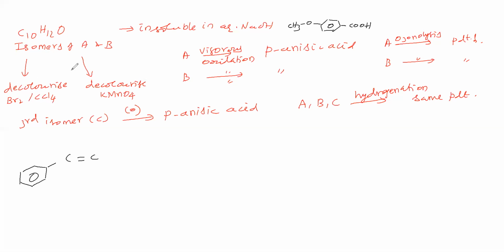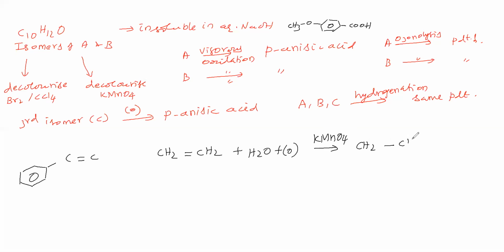Then it decolorizes KMnO4. What does decolorizing KMnO4 mean? For that, we will take an example. The example we are taking is ethylene. Then we will add an aqueous solution of alkaline KMnO4. This KMnO4 acts as an oxidizing agent. Therefore, it gives nascent oxygen, and cold conditions are provided. What happens is hydroxylation is possible.